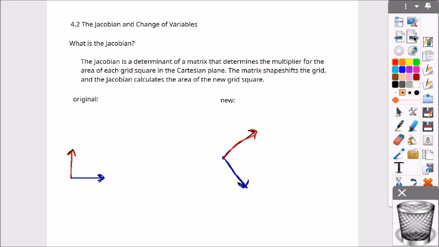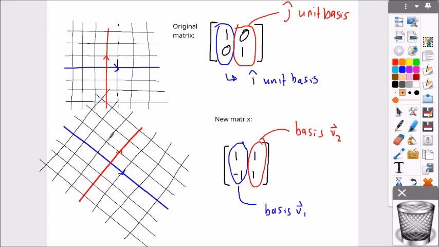So to illustrate it better, we'll go to the next slide. This is the x direction, right? This is a grid, just the xy plane. And then this is the new grid. I would usually call it the UV plane, and that's what I will usually call my variables, u and v.